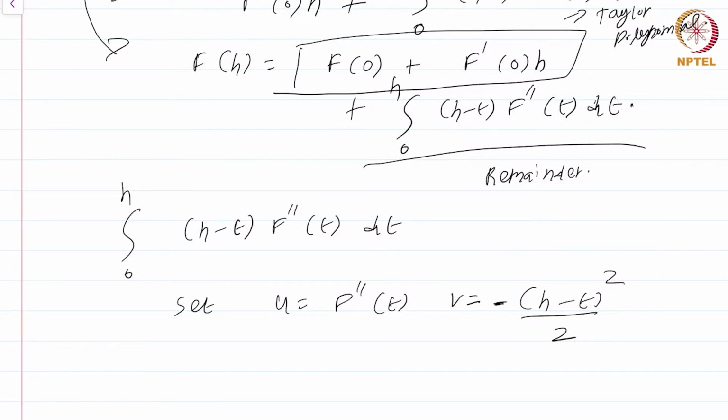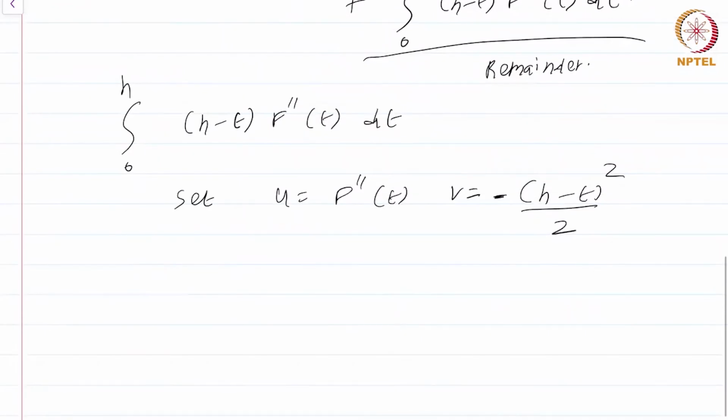Put a negative sign simply because when you differentiate (h minus t) the whole squared by 2, you will get 2 into (h minus t) into minus 1. So I want to get rid of that. Okay. Now again apply integration by parts.